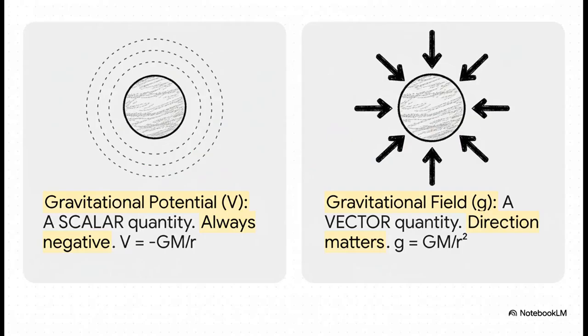Let's break it down really simply. Potential is a scalar. It's just a number, it has no direction, and it's always negative. Notice in its formula, it's inversely proportional to r. The field, however, is a vector. Direction is everything, and its formula is inverse to r squared. This distinction, it's absolutely key.